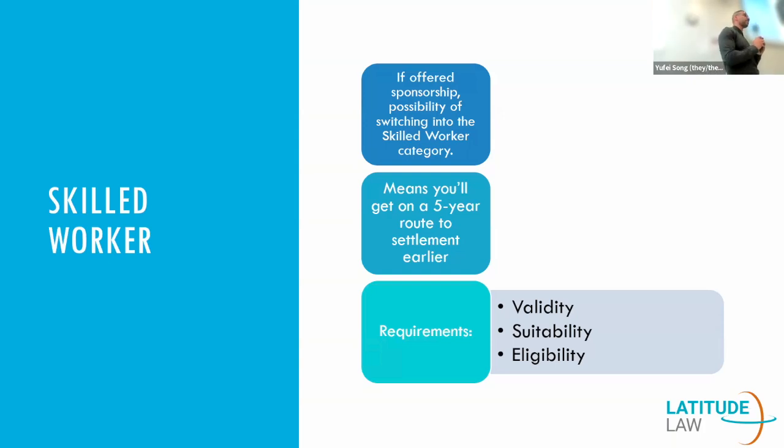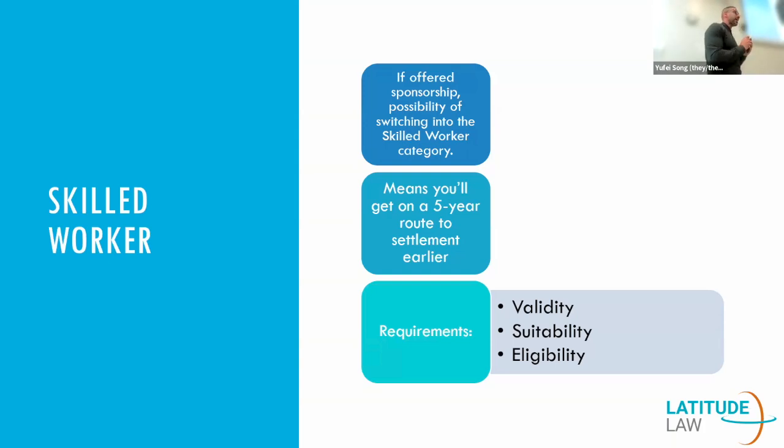The skilled worker route does lead to settlement. So after 5 years in the UK, as a skilled worker, you can obtain indefinite leave to remain or settlement. Whereas, as Nancy explained, the graduate visa, similar to a student visa, doesn't lead to settlement. But so in order for the clock to start running for your 5 years, you will have to switch to a skilled worker category.